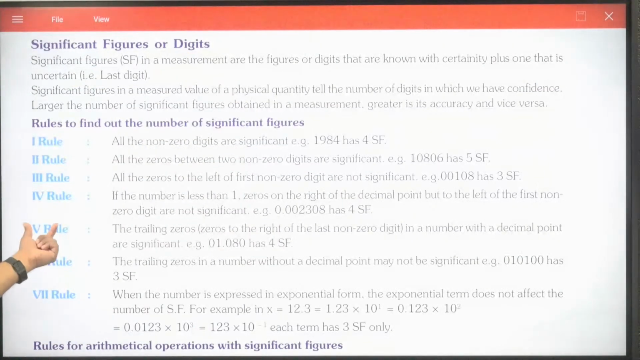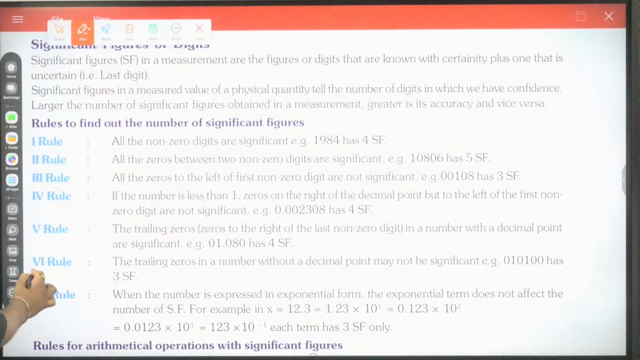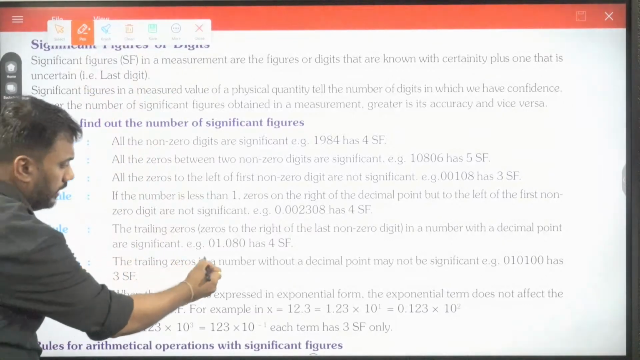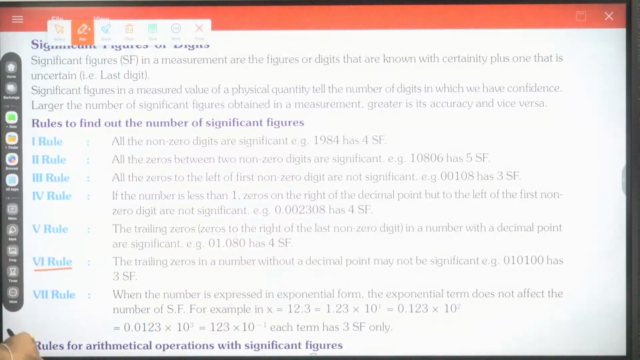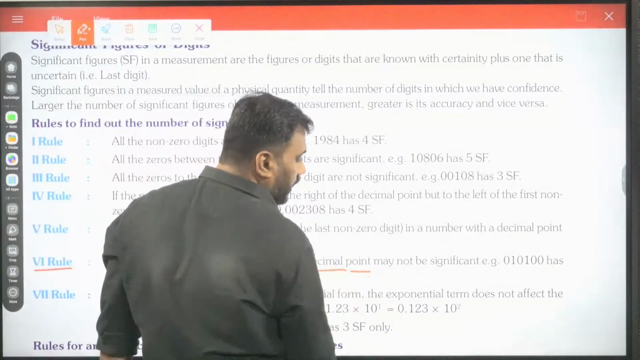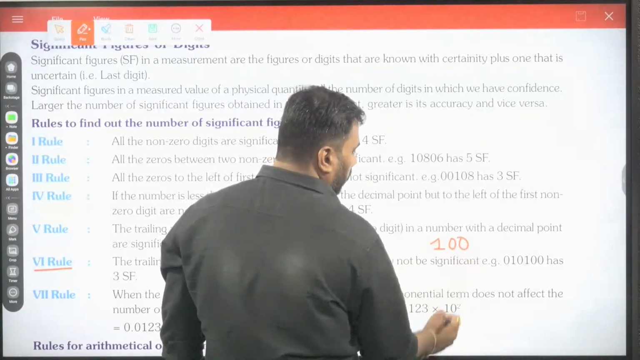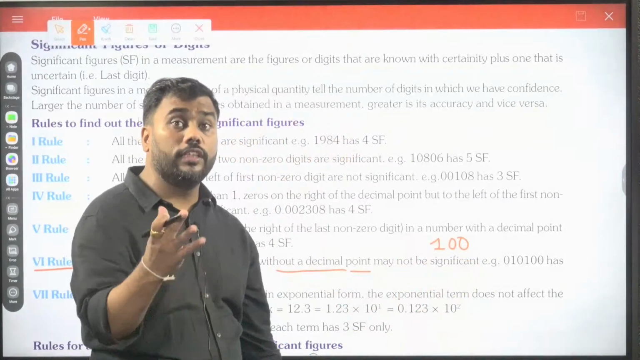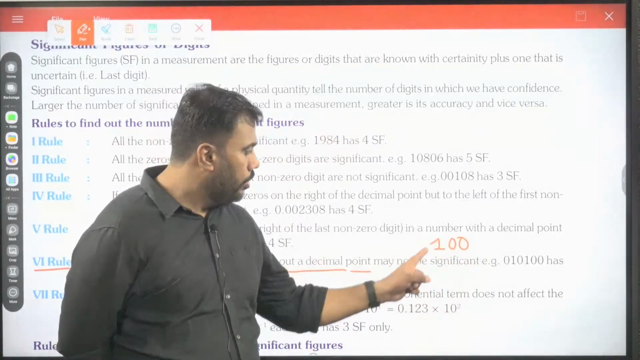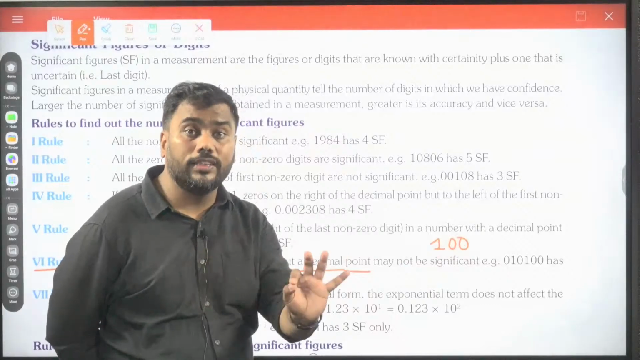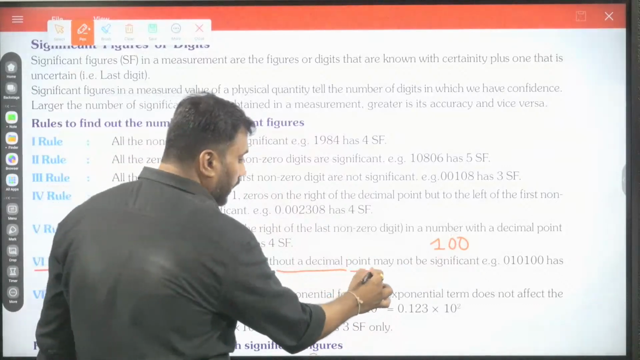Till now we have covered rule number 5. Now let's go to rule number 6. The trailing zeros in a number without a decimal point may not be significant. Suppose I am getting a number like 100, only 100, in which there is no decimal point. This is just a number. So these last two digits may not be significant. I'm telling you, may not be significant.